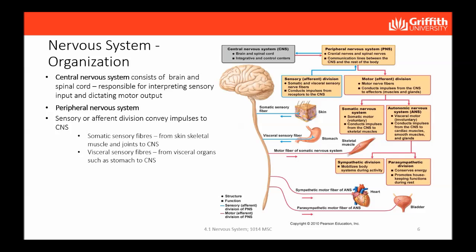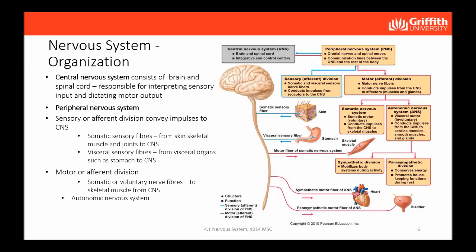The motor, or efferent division of the PNS, transmits impulses from the CNS to the effector organs, or the muscles and glands. These impulses stimulate muscles to contract and glands to secrete. The somatic nervous system is composed of somatic motor nerve fibers that conduct nerve impulses from the CNS to skeletal muscle. The somatic nervous system is often referred to as the voluntary nervous system, as it allows us to control our skeletal muscles consciously.